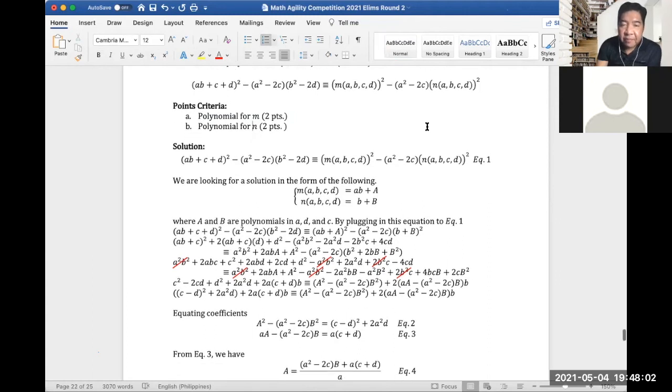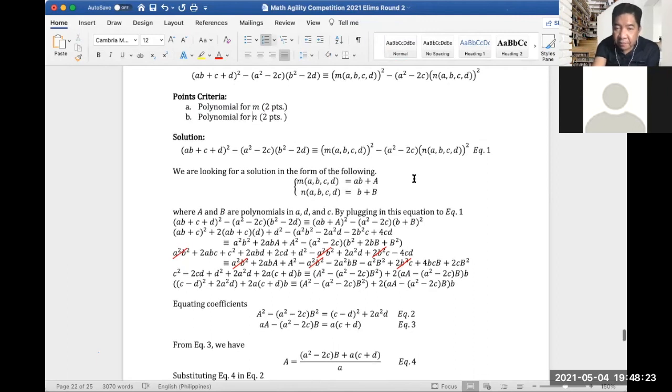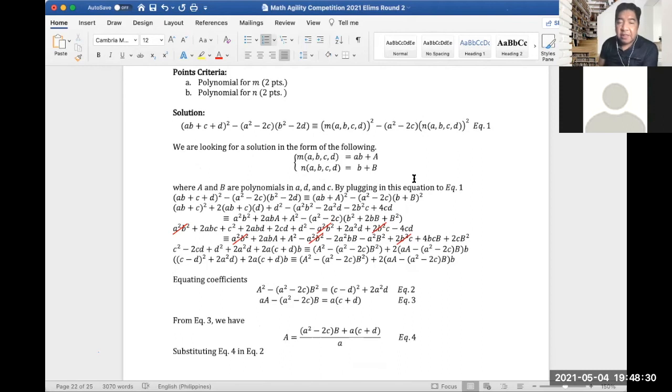So the first thing we do, of course, we're looking for a solution in the form of capital A b plus small a for m and capital B b plus small b for n. So where capital A and capital B are polynomials in a, b and c, right? So we know that they are polynomials in a, d and c.